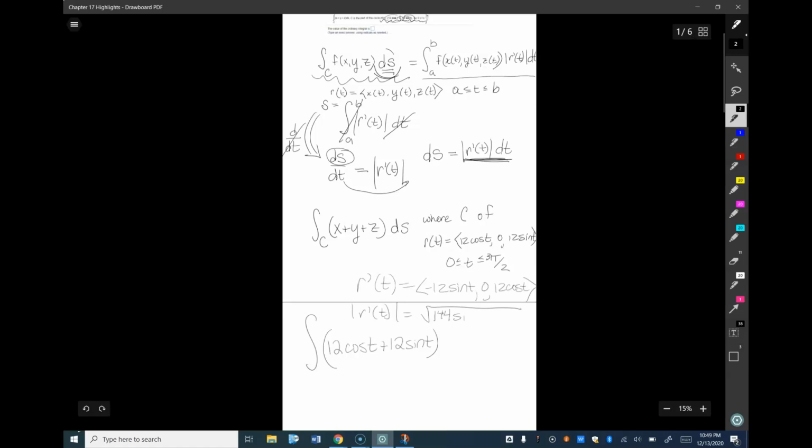So 144 sine squared t plus 0 squared, so I'm just going to leave it off, plus 144 cosine squared t, which can be simplified because sine squared t plus cosine squared t is a Pythagorean identity for 1. And we could get those two guys together if we factored out the 144.